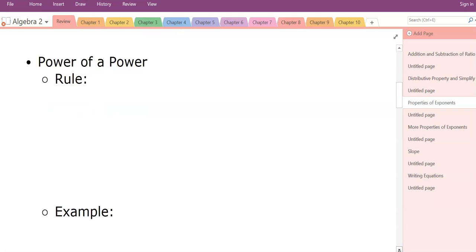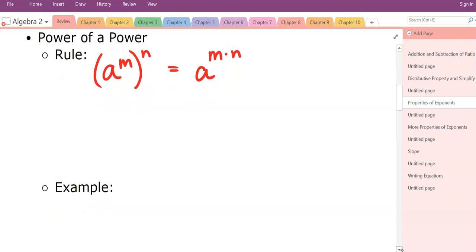The next rule we have is the power of a power. So for this one, you'll have a quantity like that a to the m power, but this time that's in parentheses and it's raised to the n power. So slightly different than the first one, and what you're going to have to do is take m times n. So instead of adding, you'll multiply.